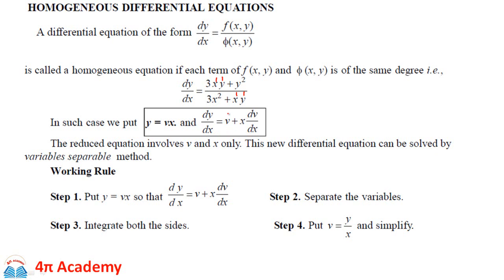So we are going to substitute for y as vx and for dy by dx as this. The reduced equation involves v and x only, so this new differential equation can be solved by the variable separable method. So the working rule is: put y is equal to vx, so that we get dy by dx is equal to v plus x into dv by dx. The next step is to separate the variables, that is, x with x and v with v. Then you have to integrate both sides. And the fourth step is to put back v is equal to y by x, and then simplify for the final answer.